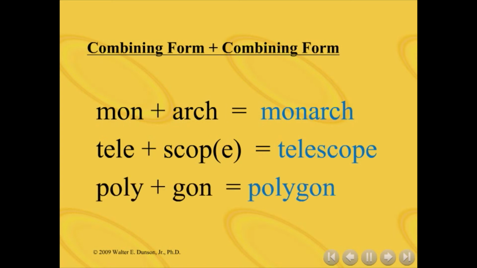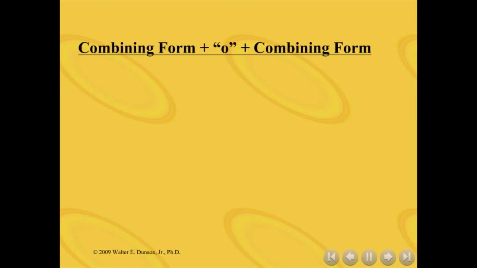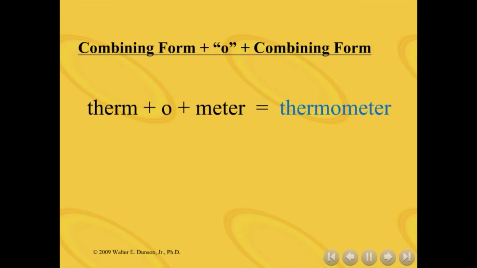We have poly, which means many, and gon, which means angle. We combine them, we get polygon. A polygon is a shape with many angles. For combining form plus connective O plus combining form, we have therm, which means heat, O, and meter, which means measure. Combine them, we get thermometer.